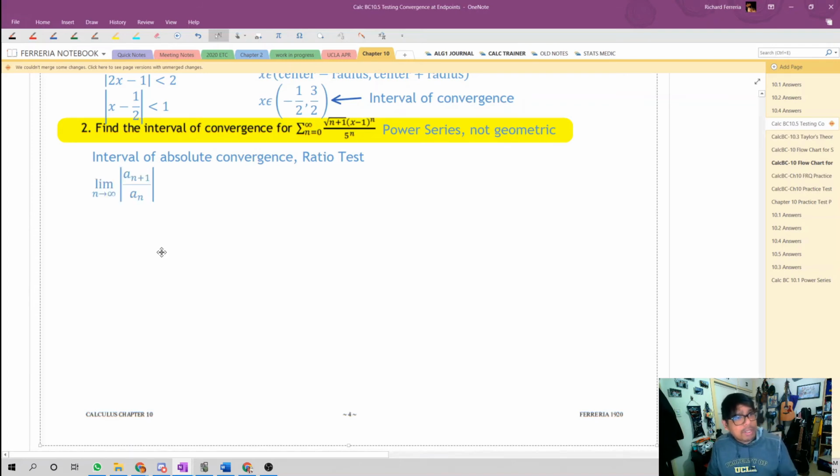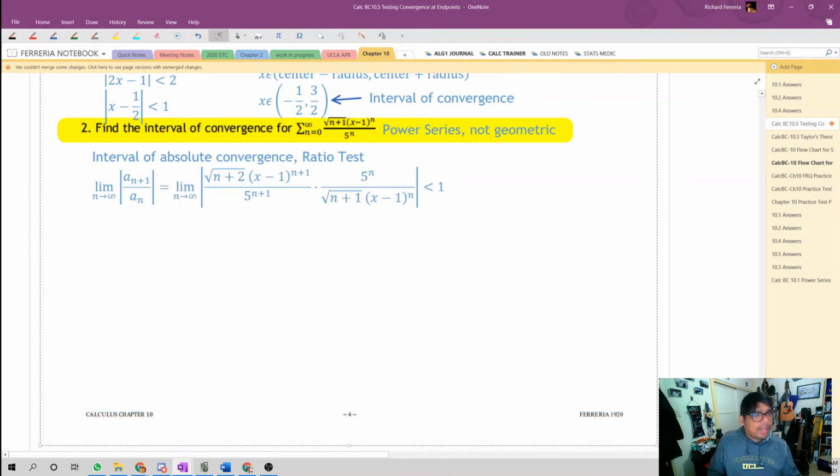We're going to set up the ratio that we need to solve. a n plus 1 over a n, and just like with the last time we did this ratio test, I think we did this for the LCT test too, we're just going to multiply by the reciprocal of the general term. And then we want to force this to be less than 1.